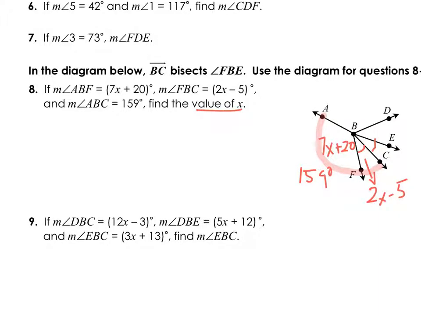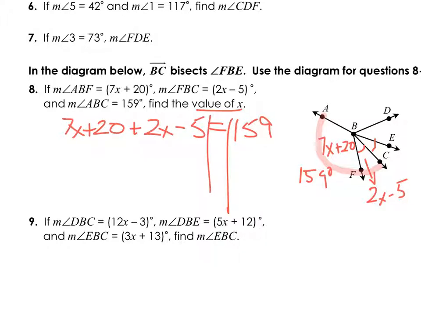So to do this, if you think about it, this angle plus this angle equals the whole thing, right? So to set up your equation, you're going to take 7x plus 20 plus the 2x minus 5 and set that equal to 159. Solve for x. Make sure you combine your like terms first. These guys, this guy, and then get your numbers over to the other side and solve for x.